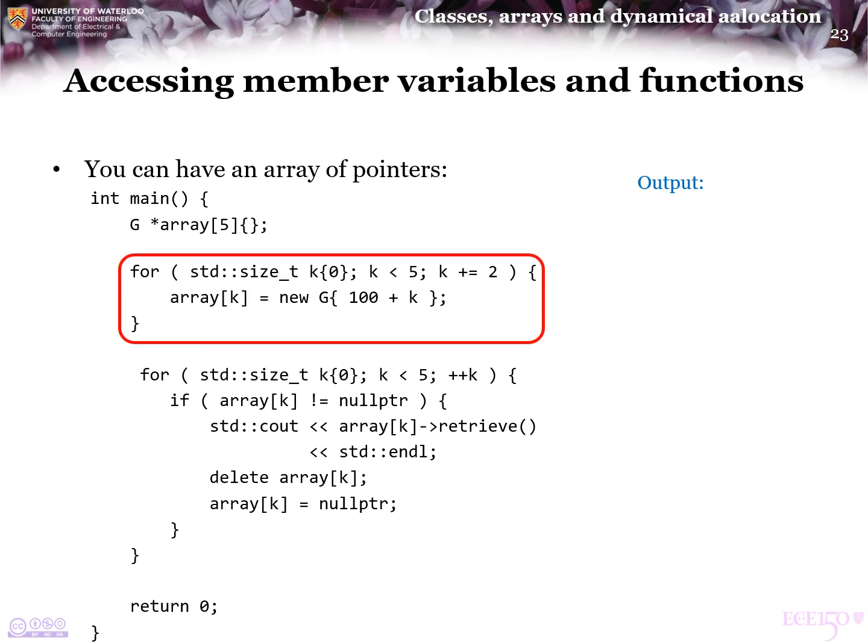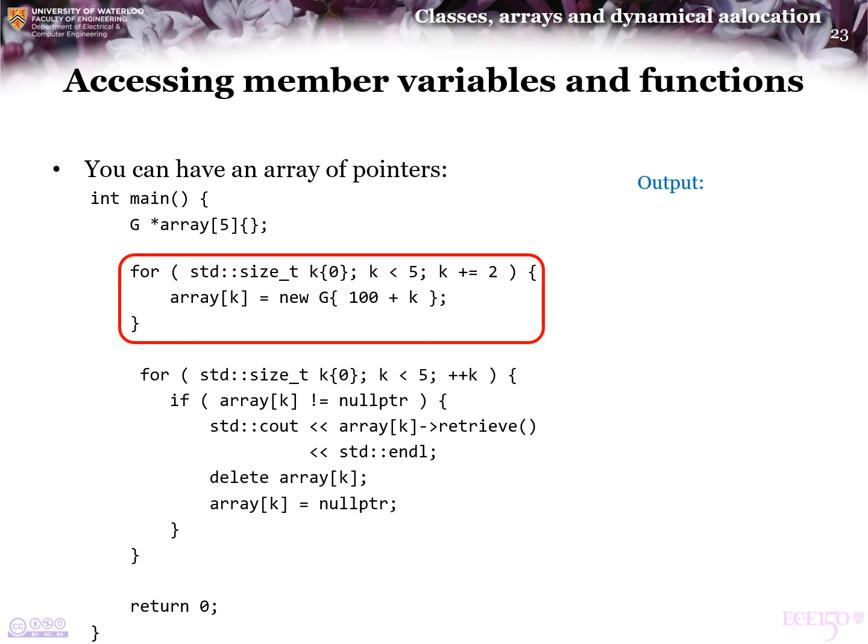Now, let's look at this first loop. You notice that k starts at 0, but k is incremented by 2, and it goes so long as k is less than 5. So in this case, we can deduce that k will be 0, then 2, then 4.